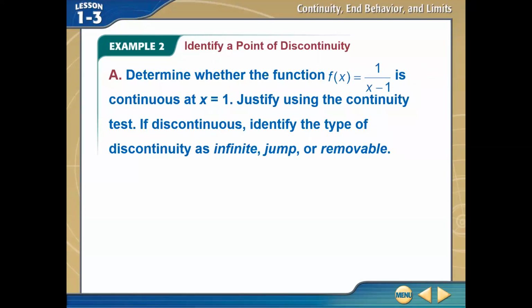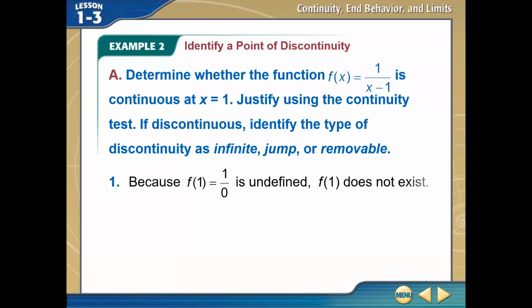So you can see the first step, we're going to plug 1 in for x. 1 minus 1 is 0, so I'm going to end up with an f of x value of 1 over 0. That's undefined. It doesn't exist. We can never divide by 0. So we failed the first condition of the continuity test. We know it's discontinuous at this given point. But to identify what type of discontinuity it is, we have to use step 2 of the continuity test, which is to approach it from the left side and from the right side.